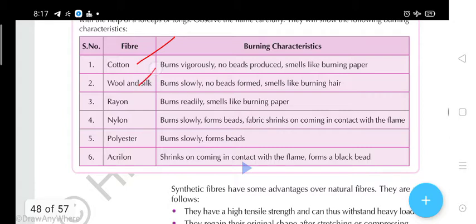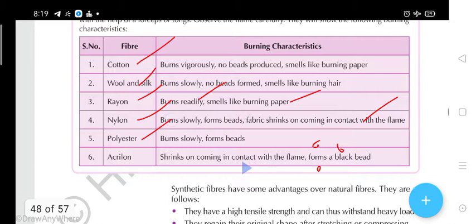The second one is wool and silk. If you burn wool and silk, then what will you find? You will find that it burns slowly, no beads form, and they smell like burning hair. And if you burn the rayon fiber, then it burns rapidly, sorry, readily. It will smell like burning paper. And nylon burns slowly, and it will form some beads, okay, round circles. The fabric shrinks on coming in contact with the flame.